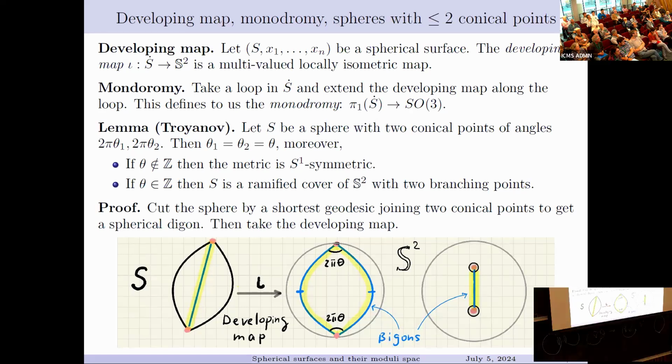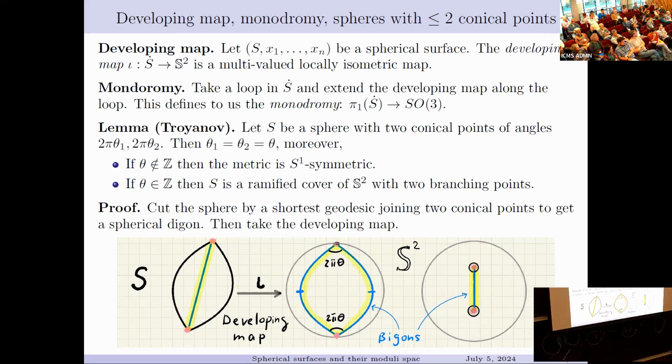Basically, either you have just two sides which are shorter than pi, and they coincide. And this is the example. Or you have a polygon with two sides where both sides have length pi. So in this case, the angle can be arbitrary, and you get a spherically symmetric metric. That's one symmetric metric, and here you get a metric which is like a ramified cover. So this is the theorem of Troyanov.